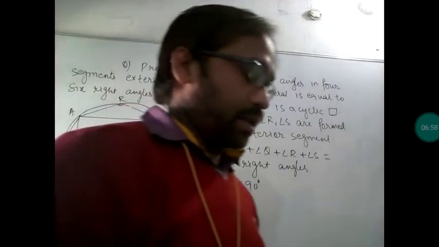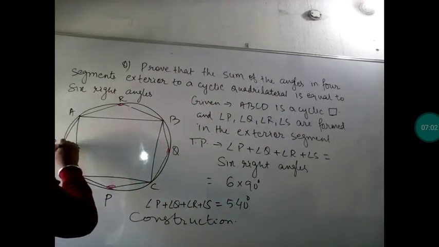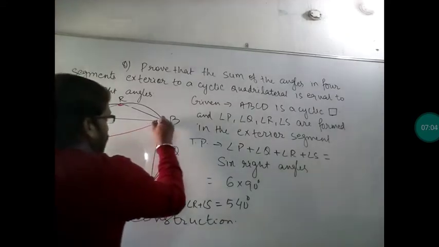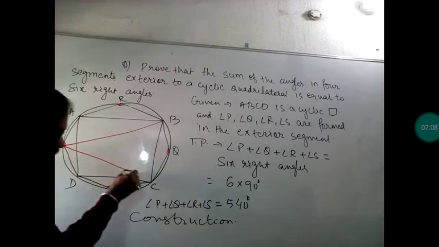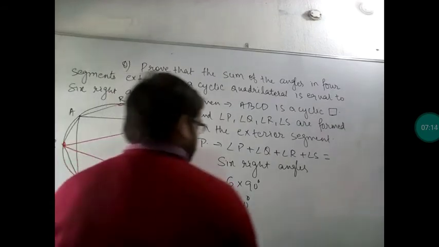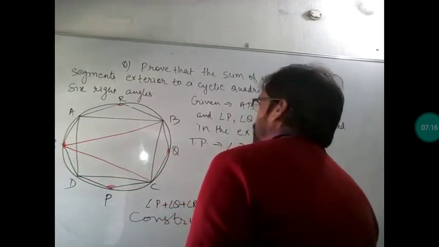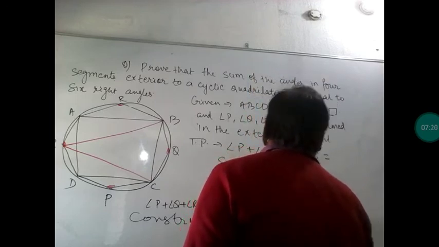The construction is that in this figure, I will take point S. From there I will join S to B. From here, S, I will join S to C. One thing you may notice is that it is looking like triangle SBC here, which will give me 180 degrees. So let us see what will happen here.